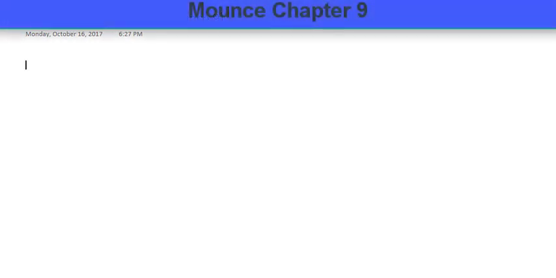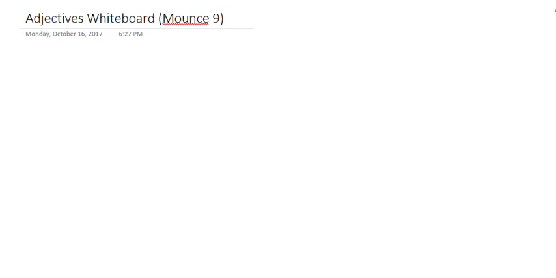So let's talk about Mounce chapter 9. This is the unit on adjectives. How is an adjective different from a noun? It modifies the noun. Okay, so an adjective modifies a noun. That's a good start. Any other ways to distinguish an adjective from a noun?